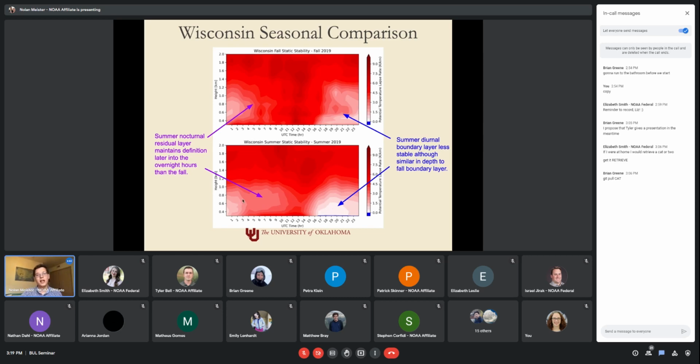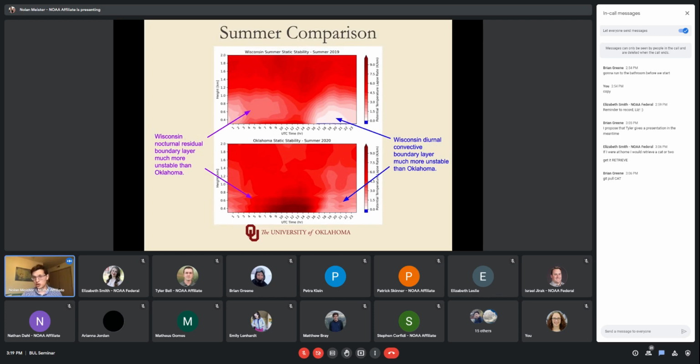I found the summer comparison to be actually quite interesting, though, because you'll note Wisconsin's on top and Oklahoma is on the bottom. Once again, we have this really unstable convective boundary layer in Wisconsin. In Oklahoma, the boundary layer doesn't develop anywhere near as much static instability. So it's a much more stable boundary layer in the afternoon. It reaches maybe a higher depth, but similar depths, and develops later in the morning into the afternoon.